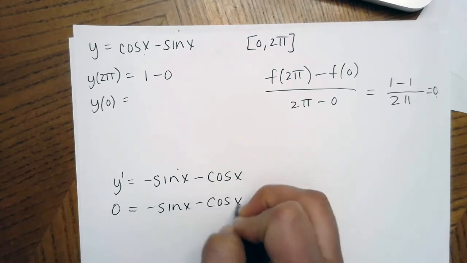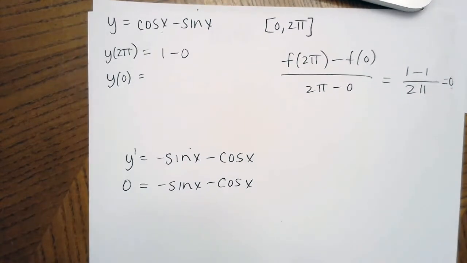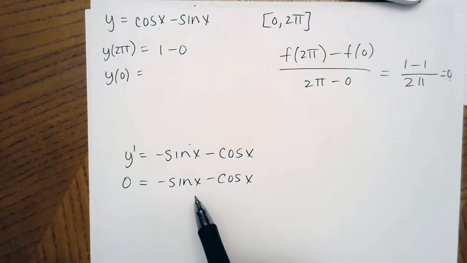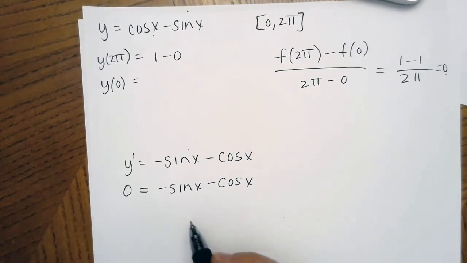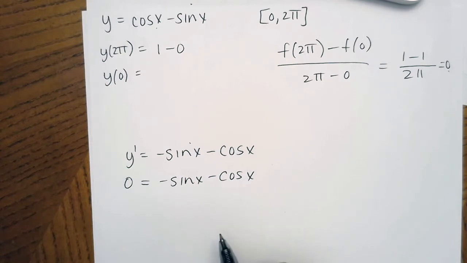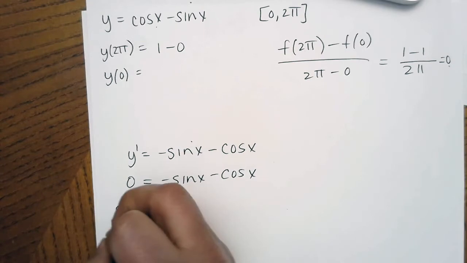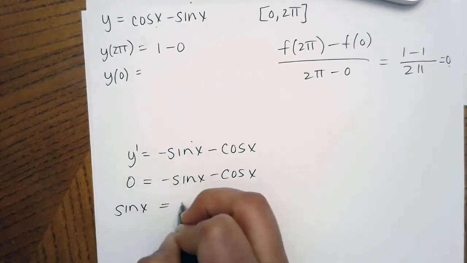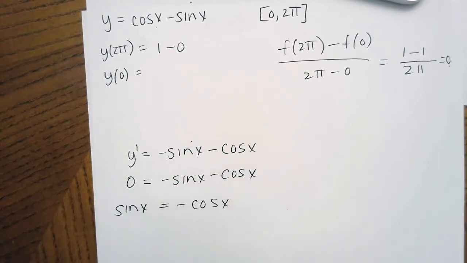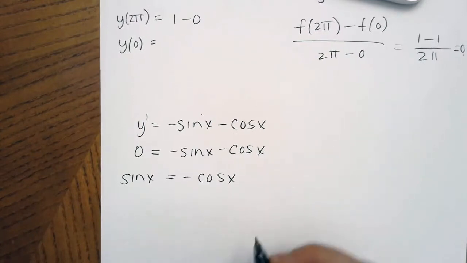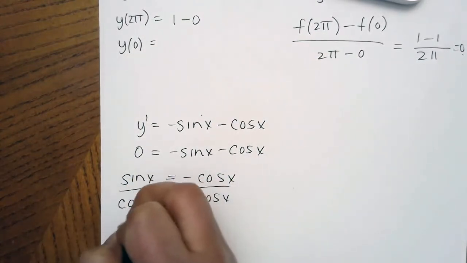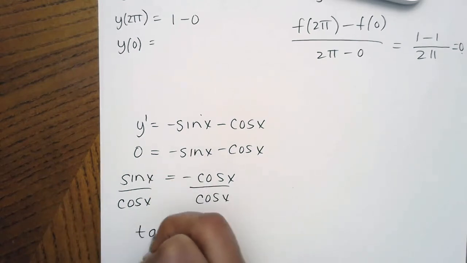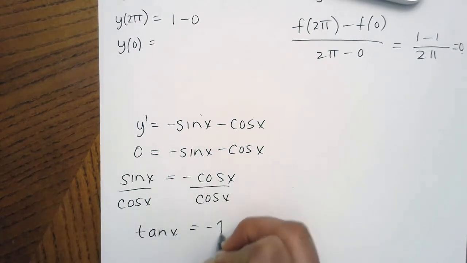All right, so since I have addition between them, I'm going to move the sine to the other side, because I can see that if I divide them by cosine, I'm going to have tangent, and that's what I want. So I'm going to add sine to this side, so I get sine of x equals negative cosine of x, and then I'm going to divide both sides by cosine. So I have cosine of x, I'm going to leave the negative over there. So I get tangent of x is equal to negative 1.